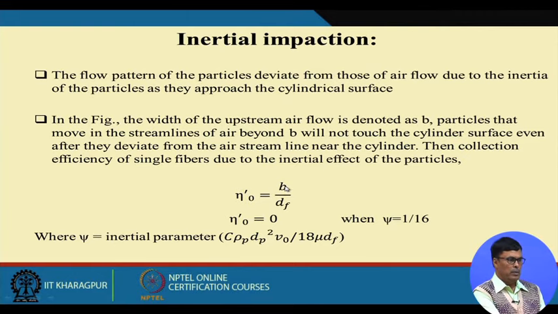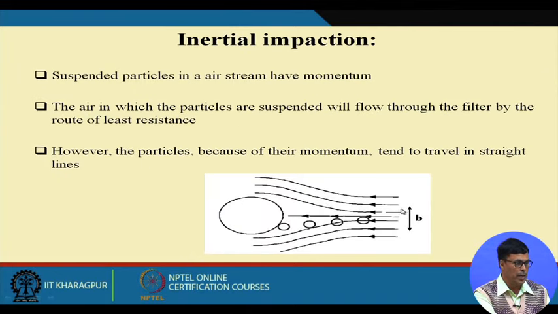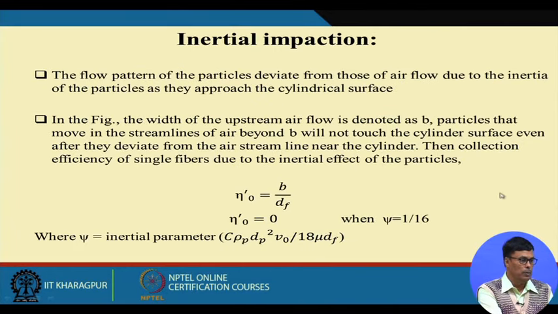What is B? B is the effective width. What I want to know is which width of this air stream is effective. Maybe this is effective here: if there is a particle present there, then it can directly deposit on the surface of this fiber. That is why we consider this the effective width of the air stream, and this is the diameter of the fiber. So the collection efficiency of a single fiber due to the inertial effect of the particle is eta equal to B by DF.